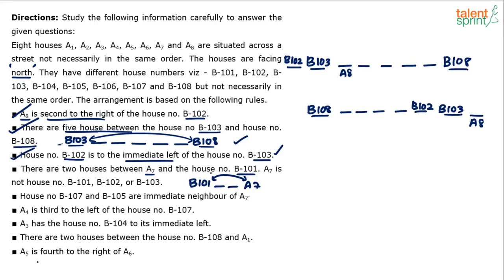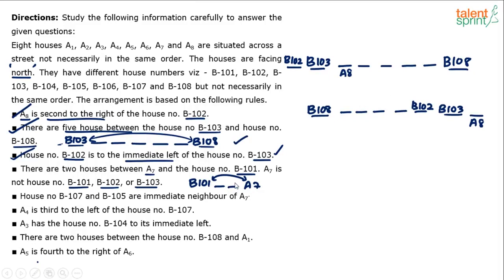Moreover, it says A7 is not house number B101, 102 or 103. So this also is useful. See, already 102 and 103 are marked in both the arrangements, in both the possibilities. It says A7 cannot be 102 or 103. And there are 2 houses between A7 and 101.